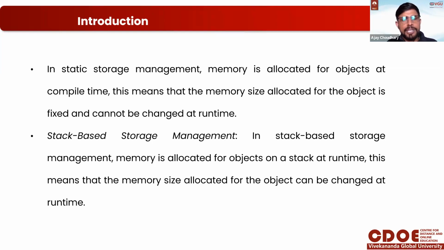So in static storage management, memory is allocated for an object at compile time. This means that the memory size allocated for the object is fixed. Whenever we compile, any type of object, variable, data type, or method requires memory that is fixed and cannot be changed at runtime. Which means once compiled, all the required memory is totally fixed. It is not changeable.